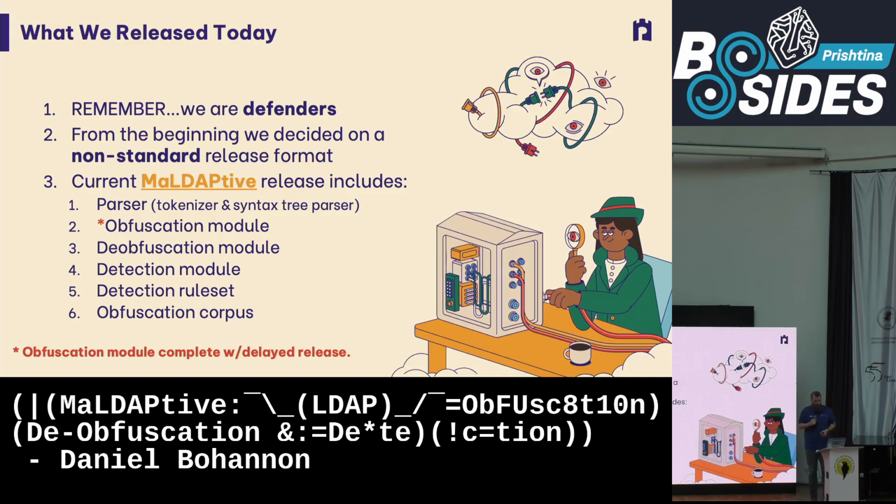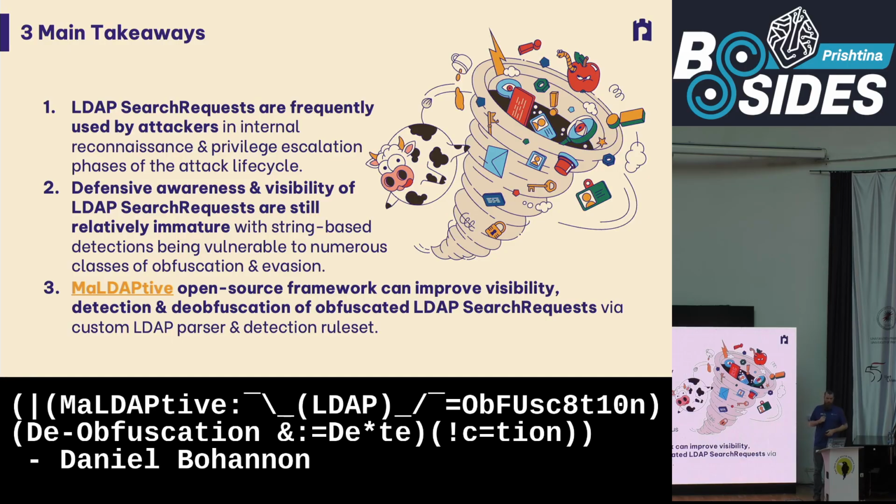It's pretty crazy. And we also released a huge corpus of obfuscated examples, so you can see, would I detect this if I found this in my logs? 3 main takeaways. Search filters are great for visibility. Attackers love it. It is a huge volume of data.